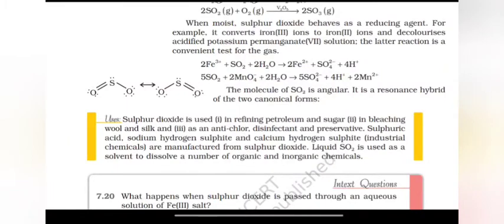The molecule of SO2 is angular. It is a resonance hybrid of the two canonical forms. Sulfur dioxide is used in refining petroleum and sugar, in bleaching wool and silk, and as an anti-chlor, disinfectant and preservative. Sulfuric acid, sodium hydrogen sulfite, and calcium hydrogen sulfite are manufactured from sulfur dioxide. Liquid SO2 is used as a solvent to dissolve a number of organic and inorganic chemicals.